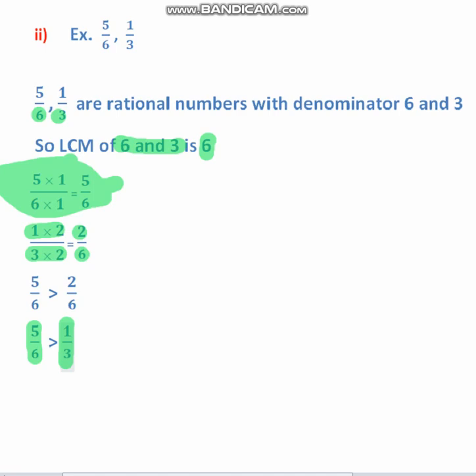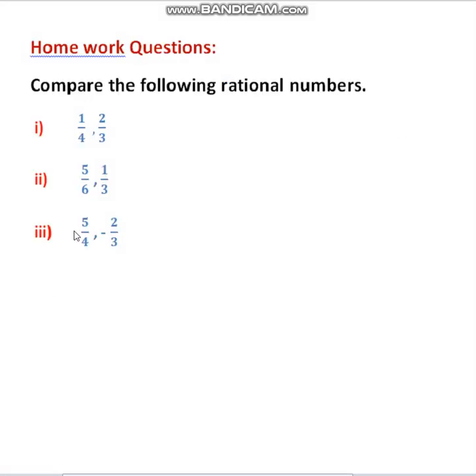Now let me go to the third one. Here is your third question. In this third homework question, I don't think you need to take too much stress, because if you remember the explanation I gave you earlier, then by looking at this question you can answer within a second. How? Just look at their signs, positive and negative. Is the positive number greater or the negative number? Of course the positive number is greater. That's why 5 upon 4 is greater than minus 2 upon 3. So make a note of it. Note it down in your notebook too.